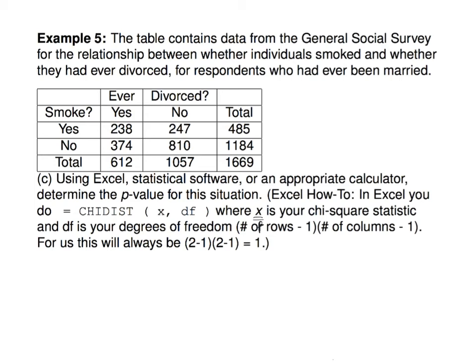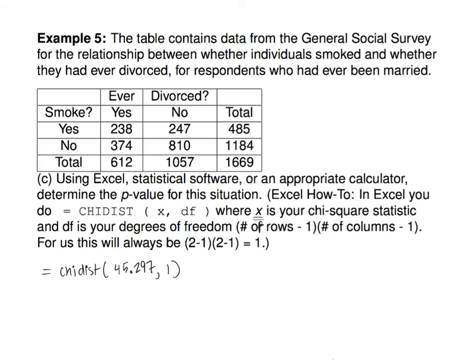Notice that this calculation doesn't include the total columns. It's just saying of the possibilities. Later in the class, we'll do chi-square statistics with more than 2 categories in either the row or the column or both. So what you type into Excel is equals CHIDIST, and it doesn't matter if it's upper or lowercase, it's going to capitalize it for you. Comma, x is our chi-square statistic, which is 45.297, and type in 1 for the degrees of freedom.